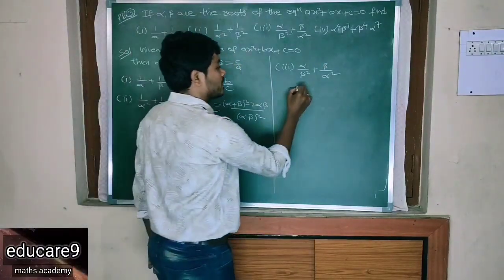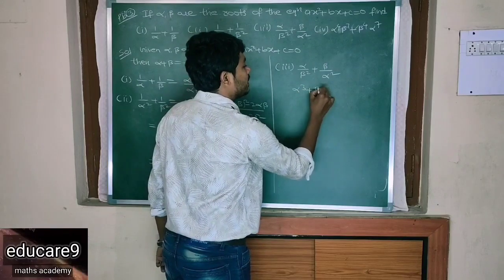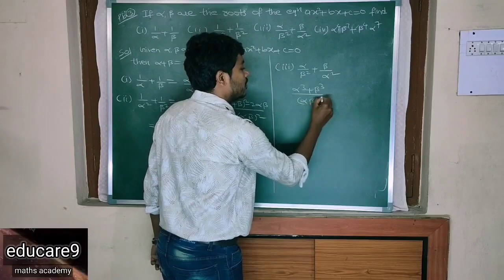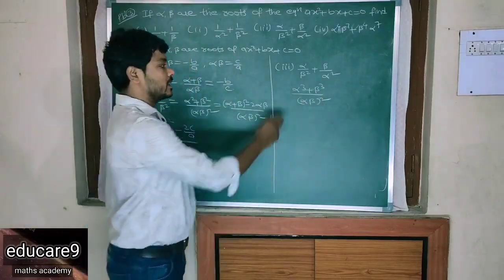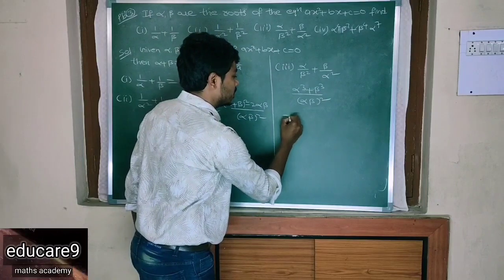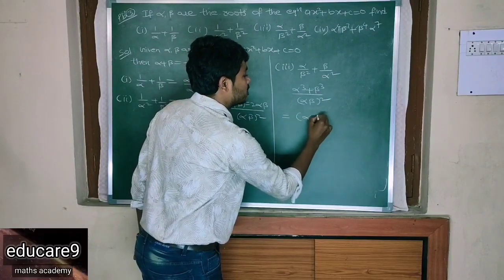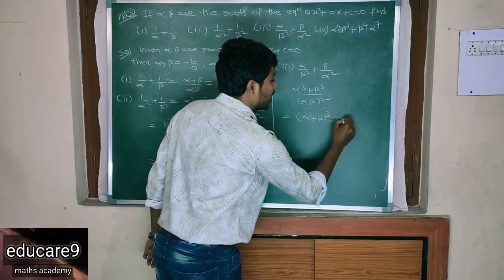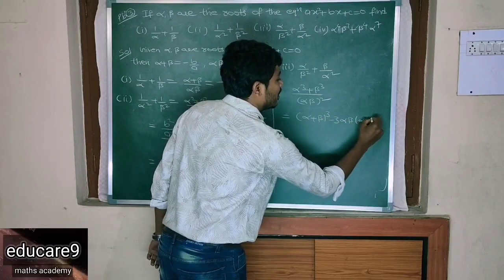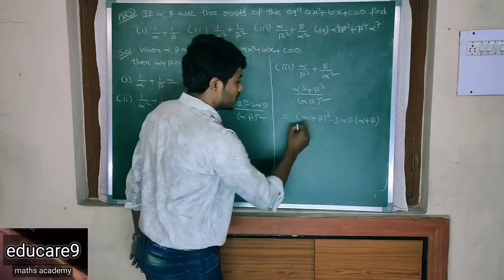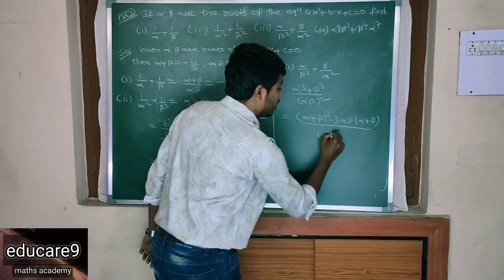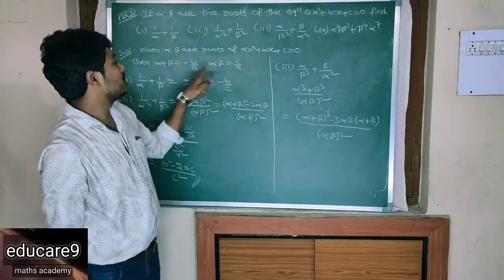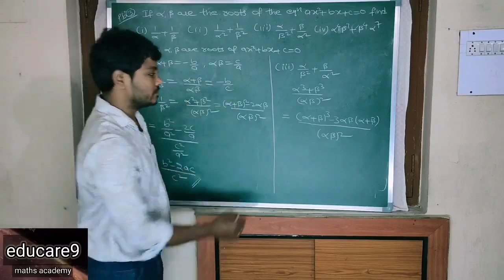Now cross multiplication. You get alpha cube plus beta cube, divided by alpha beta whole square. In the form of a cube plus b cube, so that is written as a plus b whole cube minus 3 alpha beta into alpha plus beta, divided by alpha beta whole square. Now substitute the values of alpha plus beta and alpha beta.